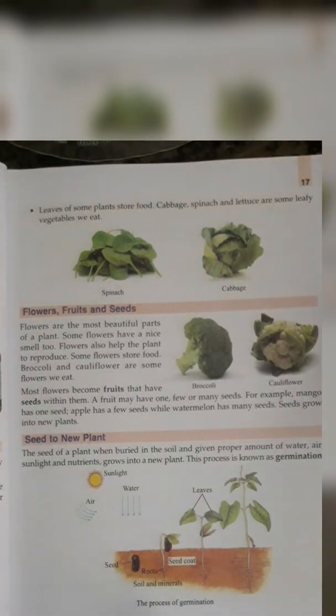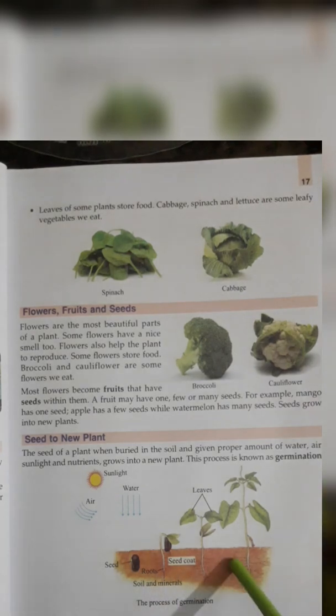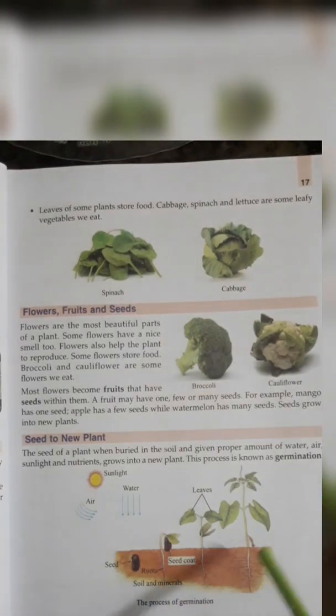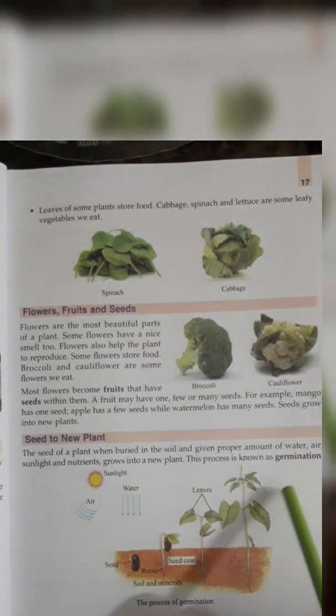When we sow the seeds of these different plants into the soil, with the help of good minerals and nutrients, we can get a new plant out of the seeds which we sow. Seed to new plant. The seed of a plant, when buried in the soil and given proper amount of water, air and sunlight and nutrients, grows into a new plant. This process is known as germination.